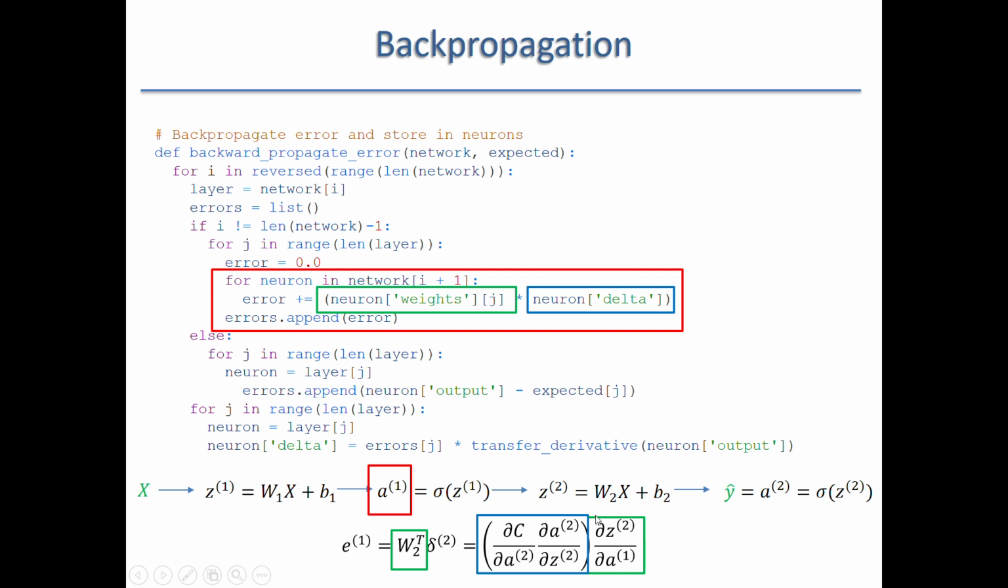So actually this W2 comes from the derivative of Z with respect to the previous activation. For this Z2, the derivative of Z2 with respect to this one is just this matrix, W2 transpose. And then we have to multiply by delta 2. But delta 2, that is this part, we have stored in this structure called neuron delta.